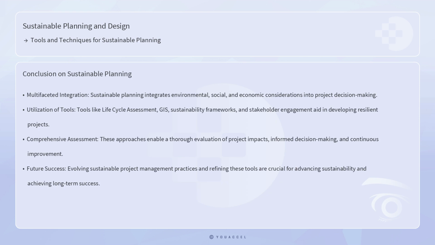In conclusion, sustainable planning is a multifaceted process that integrates environmental, social, and economic considerations into project decision-making. By utilizing tools and techniques such as life cycle assessment, geographic information systems, sustainability assessment frameworks, scenario analysis, stakeholder engagement, cost-benefit analysis, environmental impact assessment, and monitoring and evaluation, project managers can develop more sustainable and resilient projects. These approaches enable a comprehensive assessment of project impacts, informed decision-making, and continuous improvement, ensuring that projects contribute positively to the well-being of current and future generations.